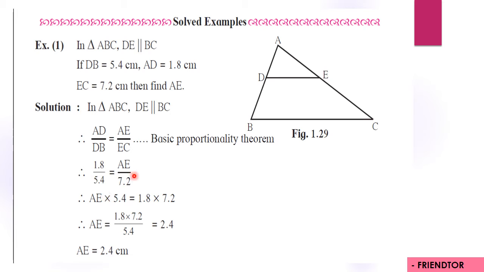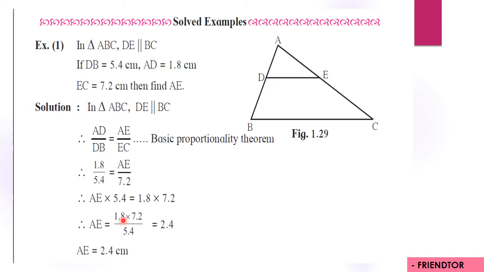Now we can multiply the denominators to the other side. So AE into 5.4 is equal to 1.8 into 7.2. Now divide by 5.4 on both sides. From here 5.4 gets cancelled and only AE remains, and on the other side 5.4 gets divided. When you have an equality and you divide both sides by the same number, the equality remains. This is a very simple calculation. You just divide and you'll get the answer 2.4.